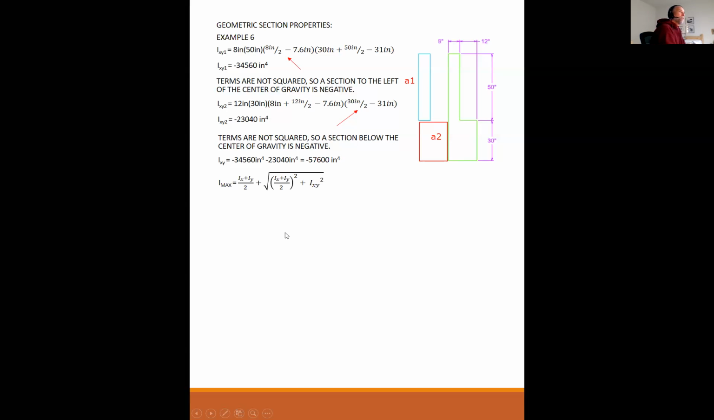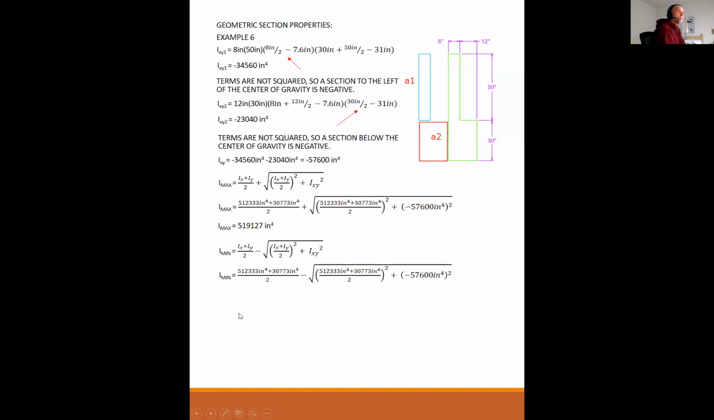Okay, so now I have all the pieces. I can calculate Imax. Imax is (Ix plus Iy)/2 plus the square root of ((Ix minus Iy)/2 squared plus the product of inertia squared). And Imax is 519,127. Imin, same thing, only this time you're subtracting the square root of the sum of the squares. And that gives me 23,979. So you notice that the maximum is greater than Ix, the minimum is less than Iy.